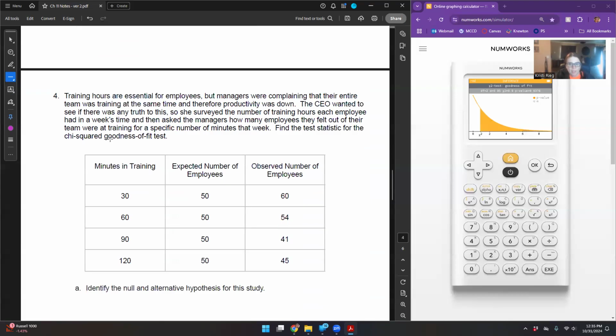employees felt they were at training for a specific number, that 30 minutes. So 50 people thought they were at training for 30. They expect 50 people to say 60, 50 people to be 90. But this is what they actually observed. 60 people were in training for 30 minutes. 54 people were in training for 60 minutes, and so forth. In other words, here's the expected, and here's the observed. That's what we're looking at.